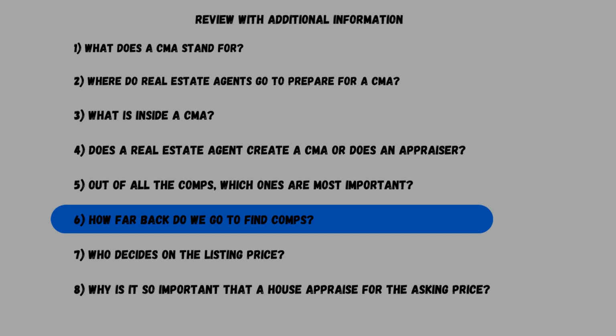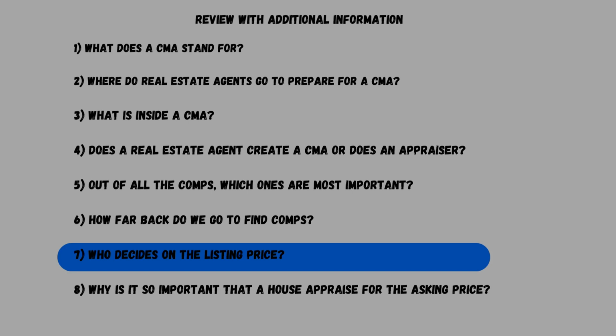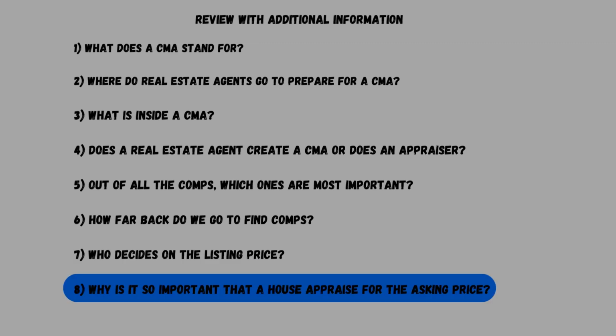Number 6, how far back do we go to find comps? We try not to go back more than a year and use comps within a 1-mile radius. The more recent the comp, the better, of course. Number 7, who decides on the listing price? The homeowner decides on the listing price. The agent merely suggests the list price. Number 8, why is it so important that a house appraised for the asking price? No one usually will want to pay more than a house is worth.